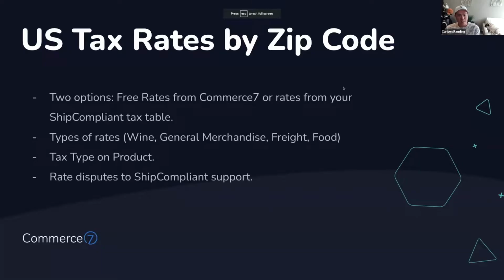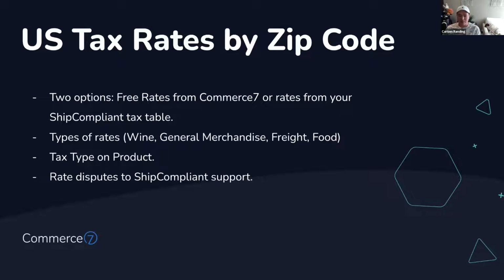All right, so let's talk about tax rates. This is one of the core functionality and main purposes of the ShipCompliant integration, is that it provides tax rates for your orders. There are two ways that Commerce7 determines the tax rates to use for your transactions. We provide free rates from Commerce7. So this is through our partnership with ShipCompliant. We have a tax rate table that's granular to the zip code level.